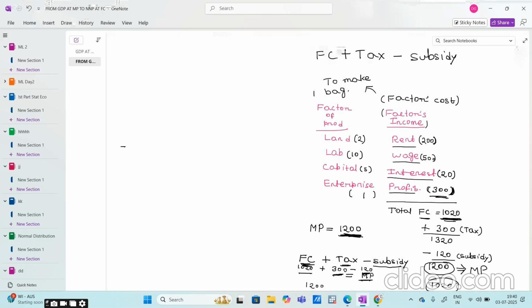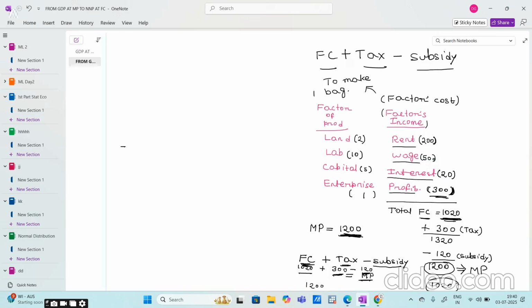Why are they adding tax to the factor cost? Because the company or the farm is not willing to pay the tax. They want the tax to be paid by the people who are purchasing the product. So they will try to put that tax on the market price. They will try to add that tax to their cost so that it becomes a part of the market price, and that tax is being paid by the consumers. Why are we subtracting subsidy from it?